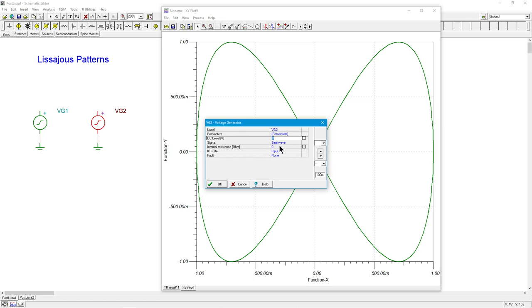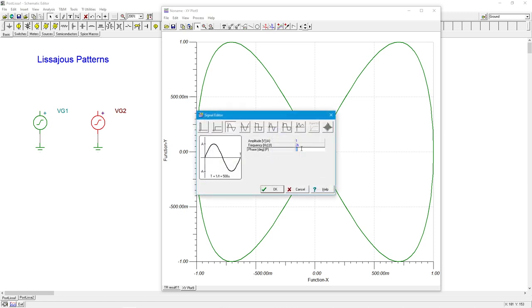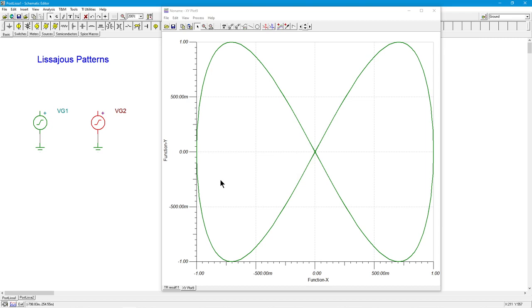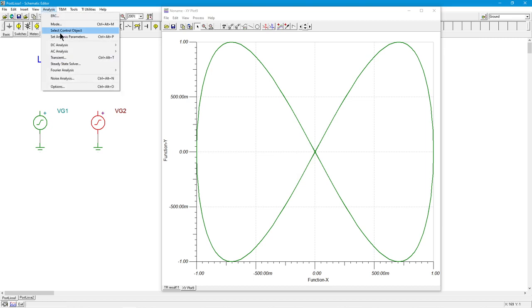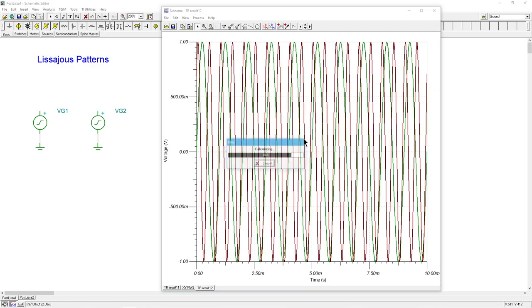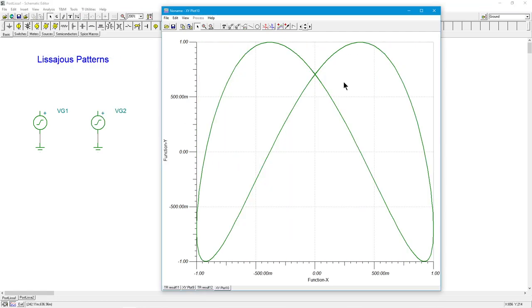So I'm going to come in here and change the phase on this to, let's say, how about 45 degrees? And we'll plot this one as well. So that moves VG2 over by a little bit. And you can see what has happened.